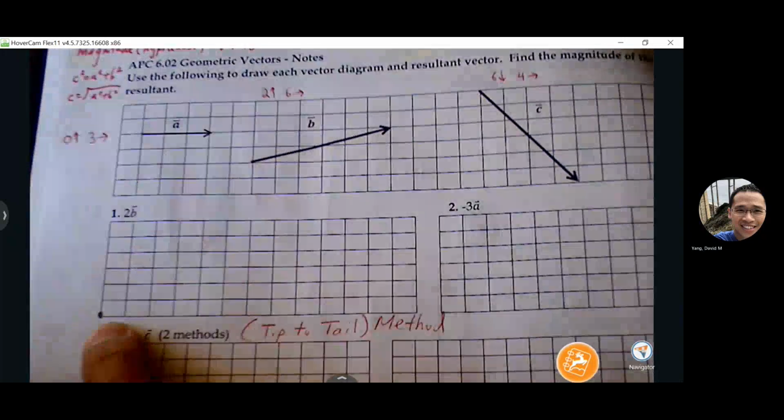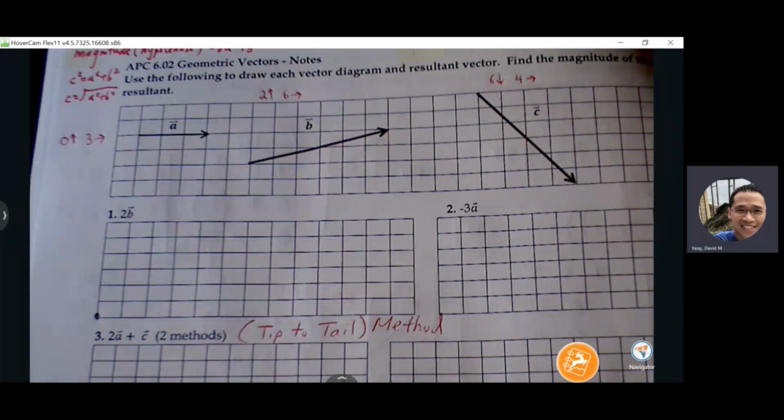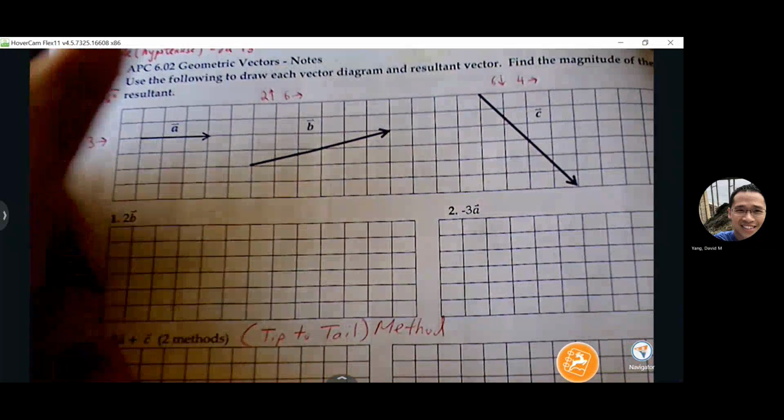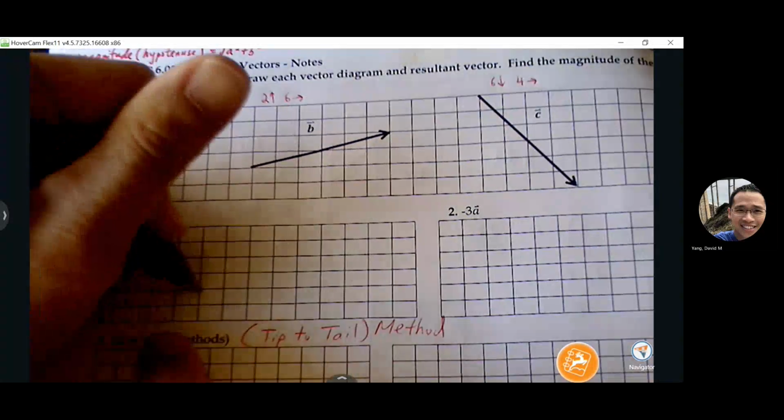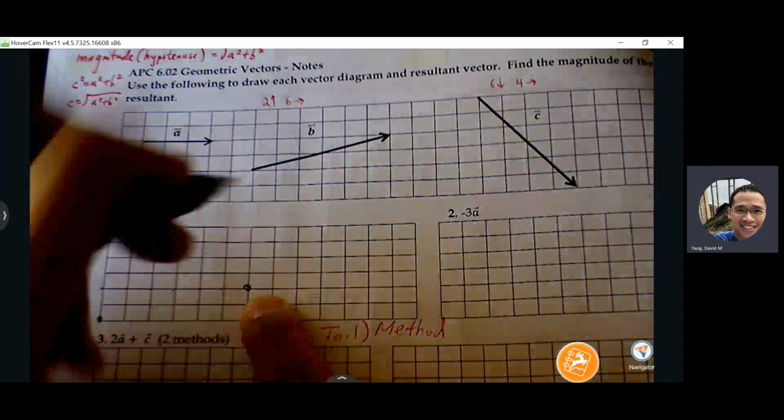So starting at the bottom left corner here, I'll go up 2 over 6. And then another up 2 over 6.